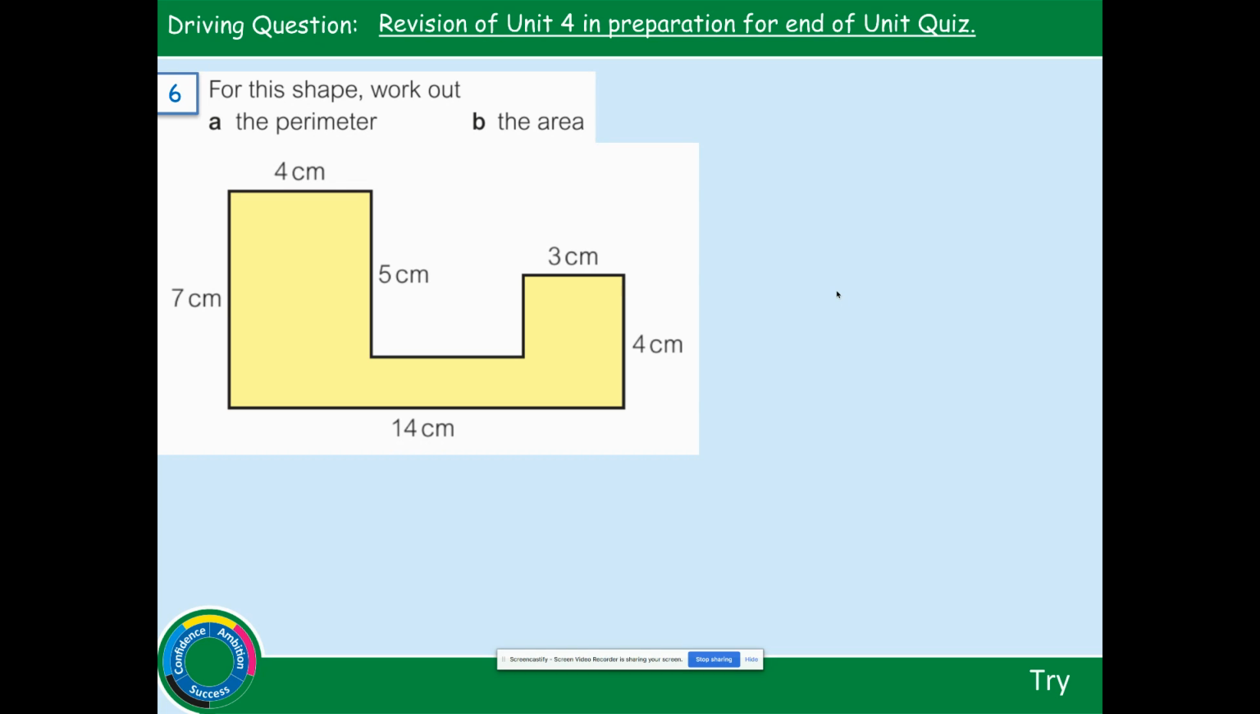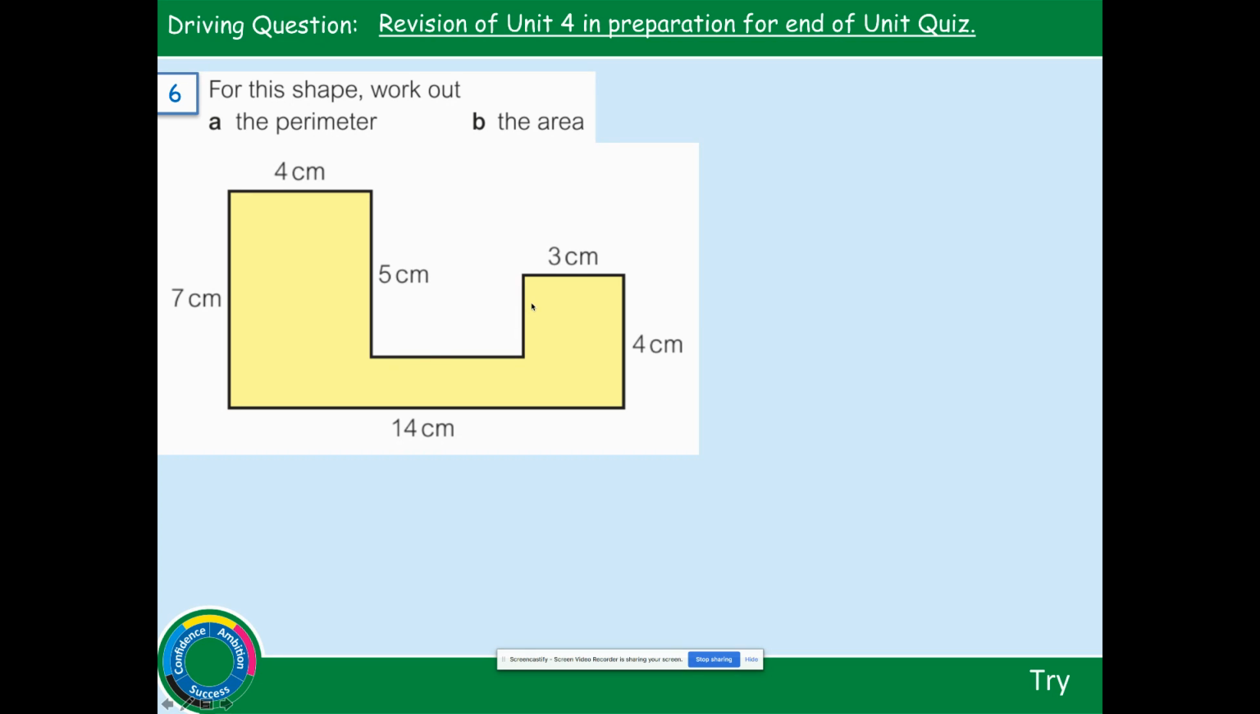Okay, so we need to find the perimeter, but hold on. We've got some missing lengths here. We've got 4, add 5, add something, add 3, add 4, add 14, add 7. Right, so we need to find these two somethings here.